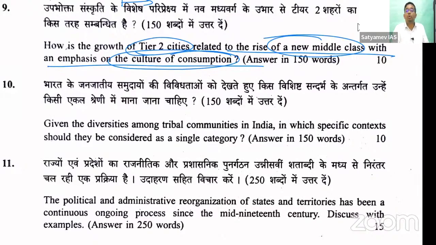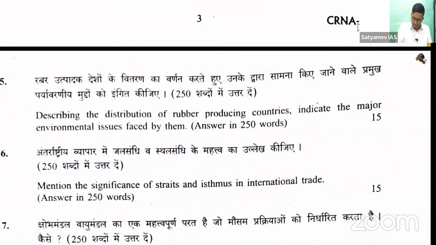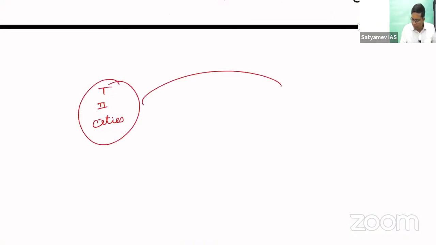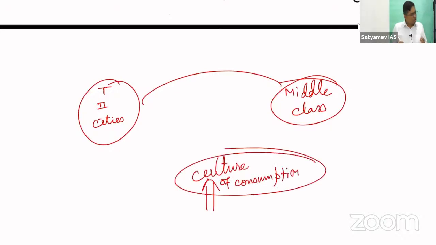So you will have to show the growth of tier 2 cities along with rise of new middle class on the basis of culture of consumption. So look at this. This is the question which is there. This is saying tier 2 cities, rise of middle class. How? Through culture of consumption. So how is it happening? This has to be told by you.